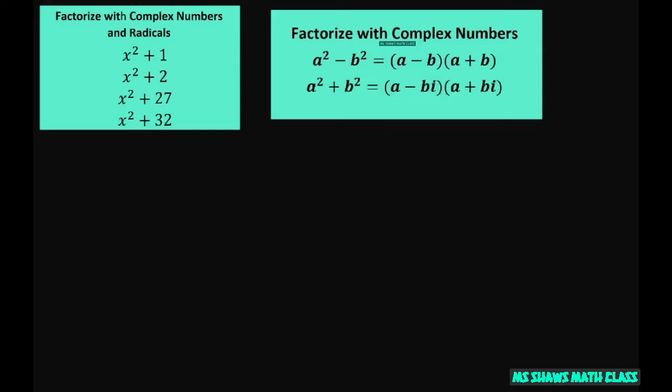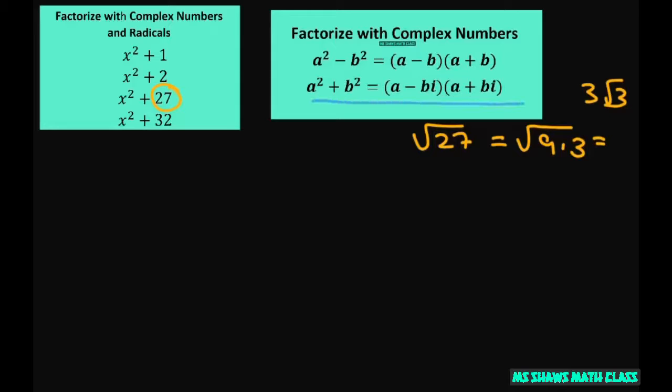Okay, so let's just do the next one. The perfect square of that. So if I take the square root of 27, I can write that as the square root of 9 times 3, which equals 3 square root of 3. So all I'm going to do here is just write this with the formula. So this is your B, and your A is x. So the answer is going to be x minus, and then you write it as 3i square root of 3.